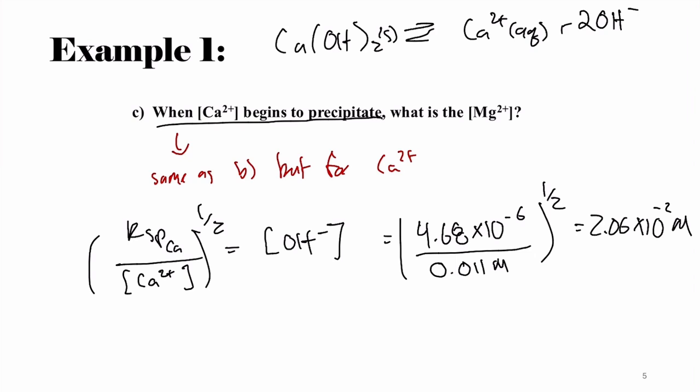So again, this is about 10,000 times more hydroxide to precipitate the calcium than we needed for the magnesium. Why is that? Just because the calcium hydroxide is so much more soluble in water. So this is our OH minus concentration, right?